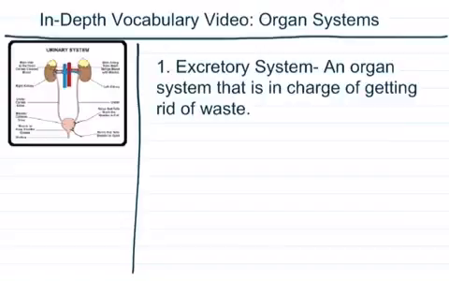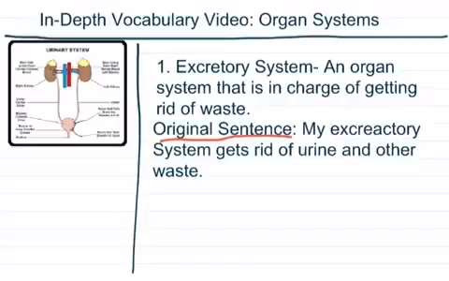Alright, go ahead and quickly sketch the image on the left as best as you can. Pause the video if you need to, or if it's going too fast, and then I'll type up the original sentence, which you can use, but the other two you have to do your own. The original sentence you can use is, my excretory system gets rid of urine and other waste.